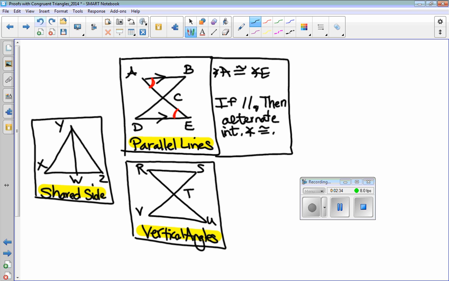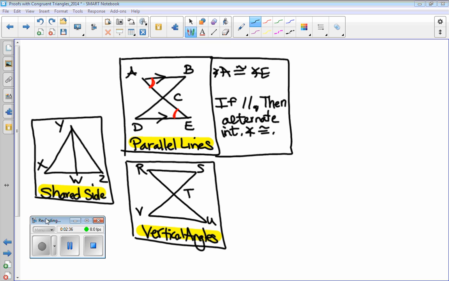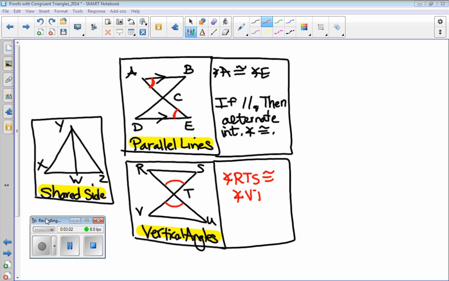On the back of the vertical angles, I think vertical angles was next, right? We're going to go ahead and add the picture in our different color. That's what we're adding to our picture. That's not our given information. We're going to say that angle RTS is going to be congruent to angle BTU, because those are the vertical angles.